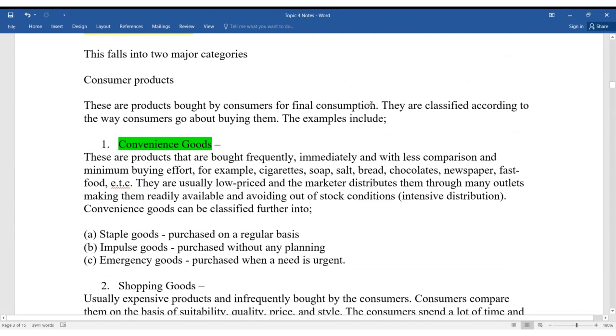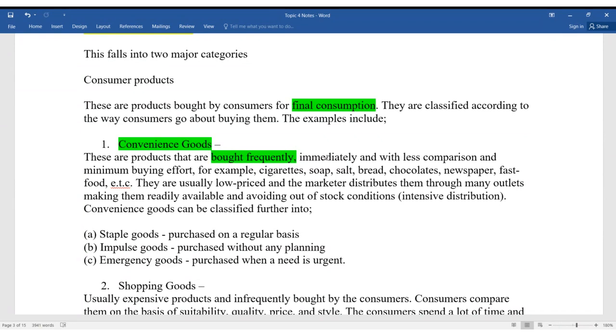In most cases, we have convenience goods, which are basic products. The characteristic of convenience goods, I want you to take them very keenly. They are frequently bought. Those items we buy almost on a regular basis, daily basis. They are purchased when the need is normally immediate. When you feel like buying a mint, for example, you just get your Tic Tac, or you feel like buying an ice cream, you just decide and you purchase it. So the needs are immediate.